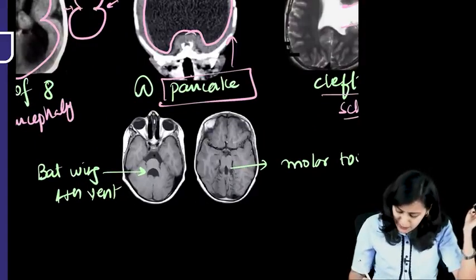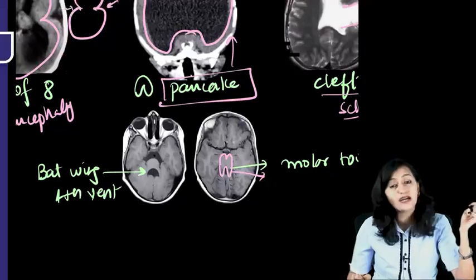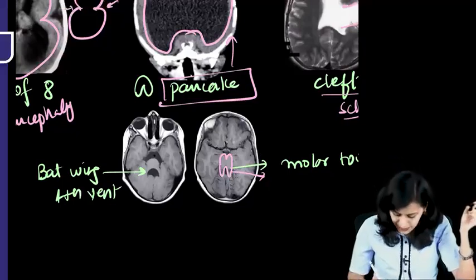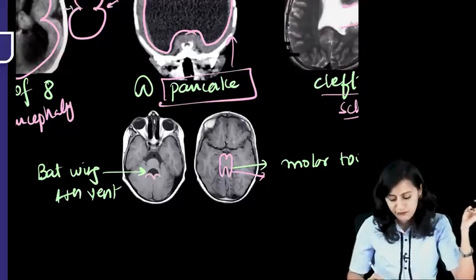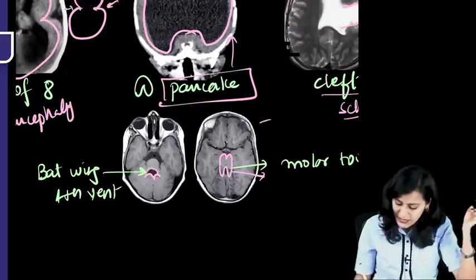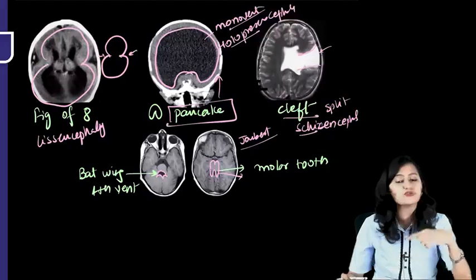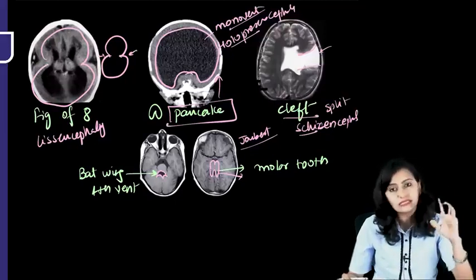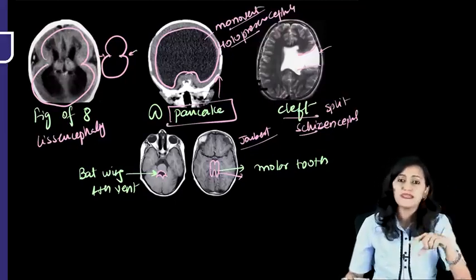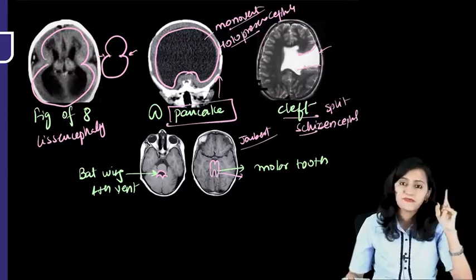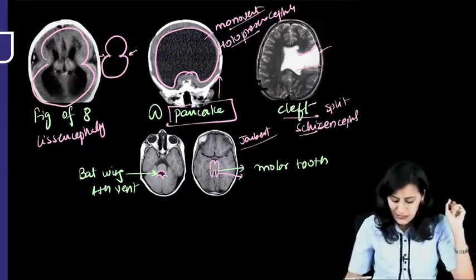Now when you have the molar tooth appearance of the midbrain because of the elongated cerebellar peduncles, and the bat wing appearance of the fourth ventricle, what is the diagnosis? Then this becomes Joubert syndrome. So molar tooth with bat wing fourth ventricle is Joubert syndrome. Where did we see bat wing in the chest X-ray? Pulmonary edema. Okay, that was pulmonary edema.